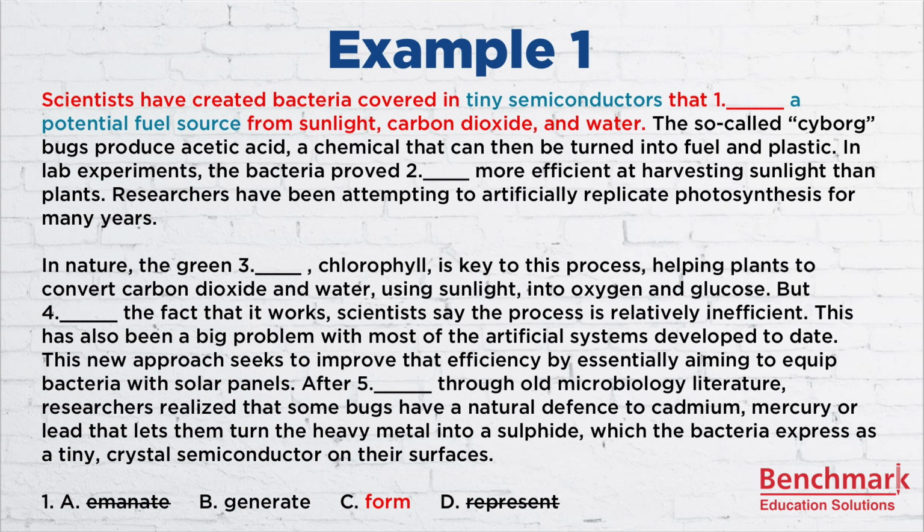Form would mean that semiconductors somehow focus on the shape of a potential fuel source, and that wouldn't make sense because fuel sources don't have a shape. So we're left with generate, which does make sense given the meaning and context of the sentence. Semiconductors generate or produce potential fuel sources. This makes the most sense, and I would choose it for my answer.